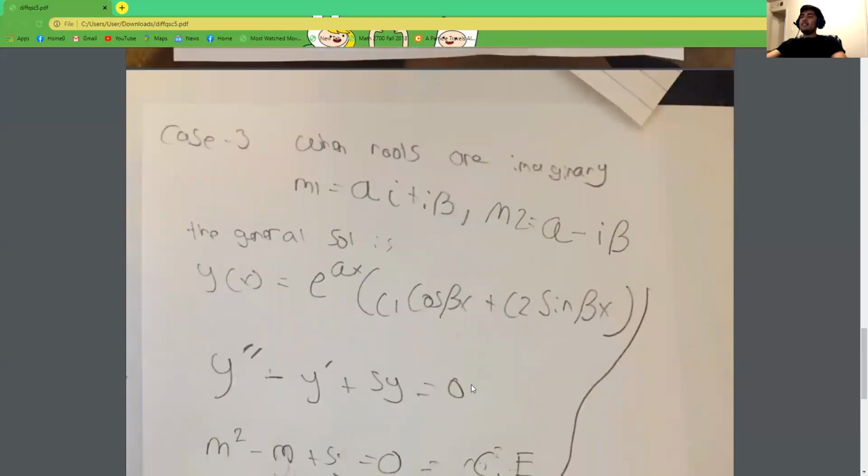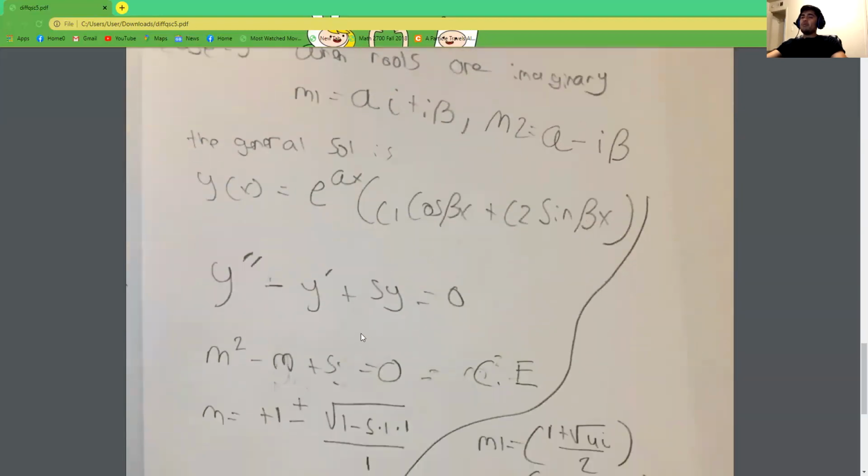So finally, case 3, it's complex roots. Now, the other two have to be real. This one is for imaginary numbers. So when roots are imaginary, m1 equals alpha plus i beta, m2 equals alpha minus i beta. So right here we have the general solution. If we meet the criteria, it's going to be y of x equals e to the alpha x, parentheses c1 cosine beta x plus c2 sine beta x.